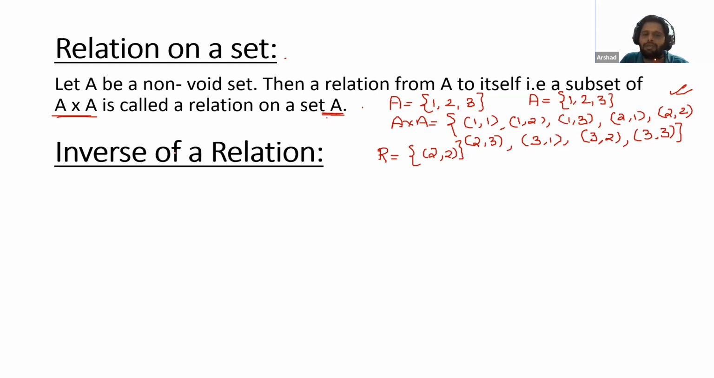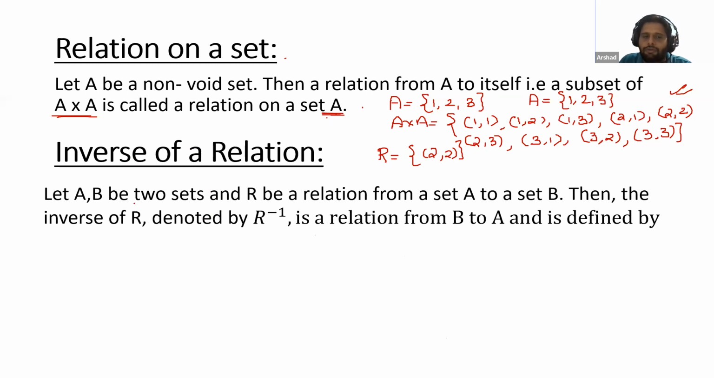Now next is the inverse of a relation. What is meant by inverse? From the name only you can understand that the inverse of a relation means just the opposite of the relation. For example, let A and B be two sets and let R be a relation from set A to set B. Then the inverse of R is denoted by R inverse. This is a standard statement. It says that the inverse of R is denoted by R inverse, which is the sign of inverse, and it is a relation from B to A. So if your relation is from A to B, its inverse will be a relation from B to A. It is just the opposite of R.